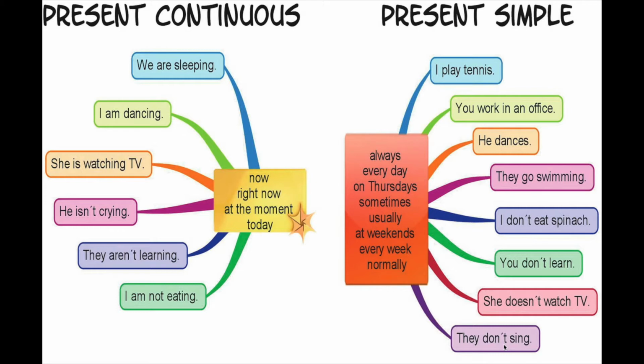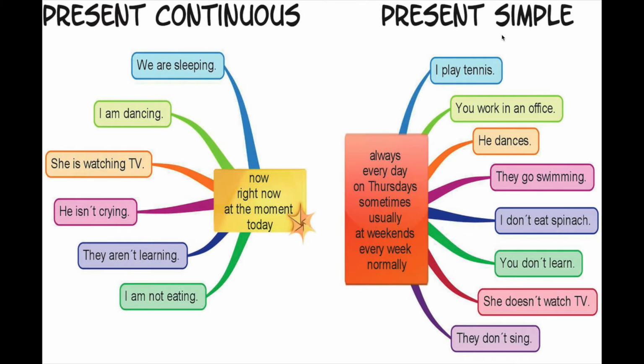Try to remember that present continuous is an action that is happening right now, at the moment. And present simple is an action that is a routine or a habit. For example, if you study Monday, Tuesday, Wednesday and Saturday, that is a routine. If you practice basketball on Wednesday and Friday, that is a routine too.